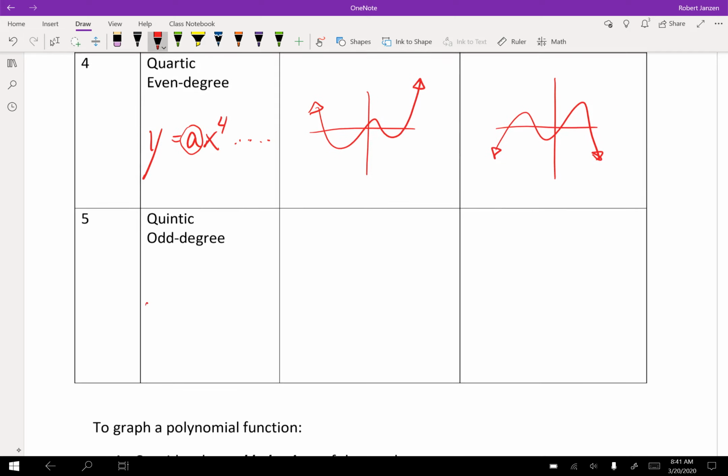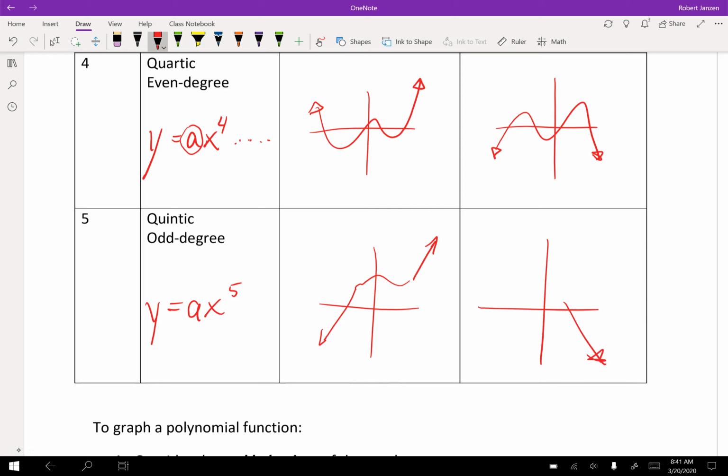Quintic. Same idea. If you have x to the 5th and we have a coefficient in front, if it's positive, it's going to end up here with some sort of a wave in here. Doesn't always have to be 3 bumps. It could be 4. And here you're going to have the graph ending down and something going on in between here.